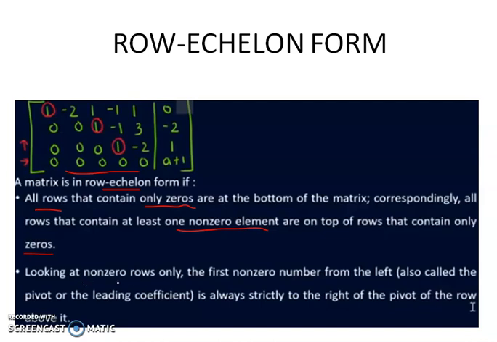Looking at the non-zero rows only, the first non-zero number from the left is always strictly to the right of the pivot of the row above it. These two conditions should be satisfied to determine whether the matrix is in row echelon form or not.